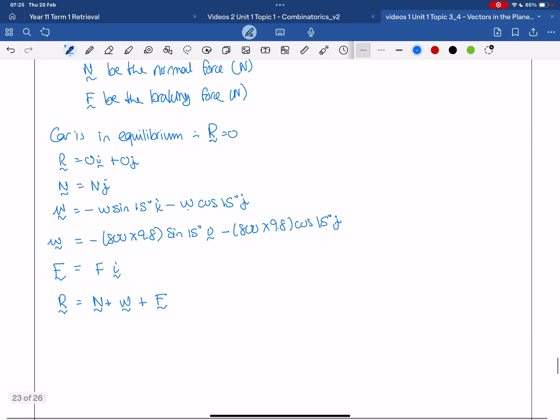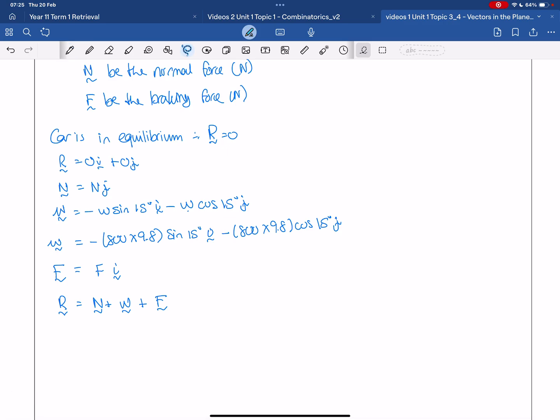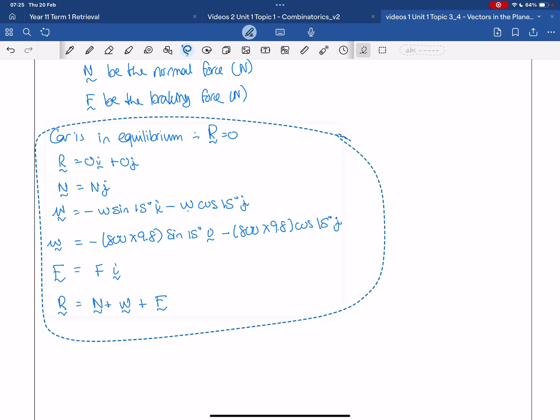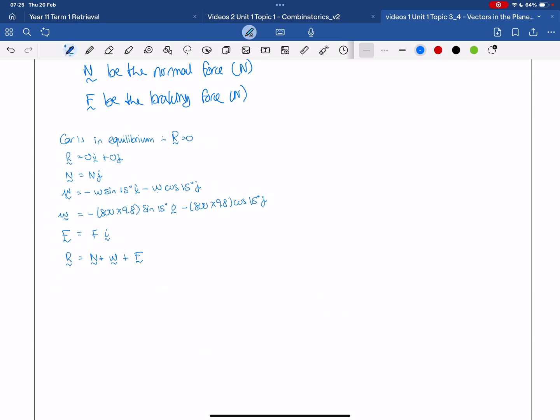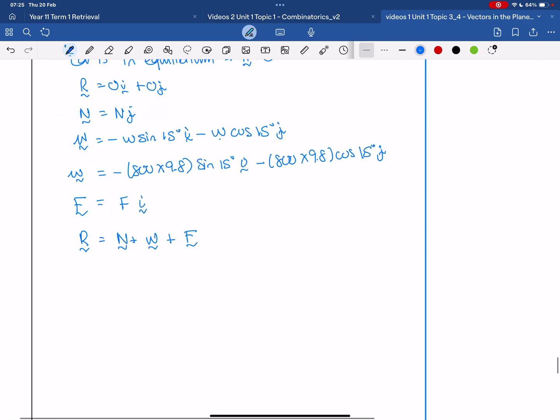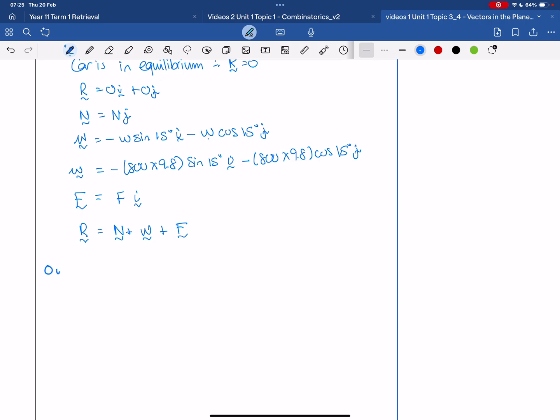So I can add it all together. And I think I'm going to run out of space. Let's shrink this a little bit, and maybe put a line down the middle there. Okay, it looks better. So I have 0I plus 0J is equal to NJ minus 800 times 9.8 sine of 15 degrees I minus 800 times 9.8 cos of 15 degrees J plus Fi.